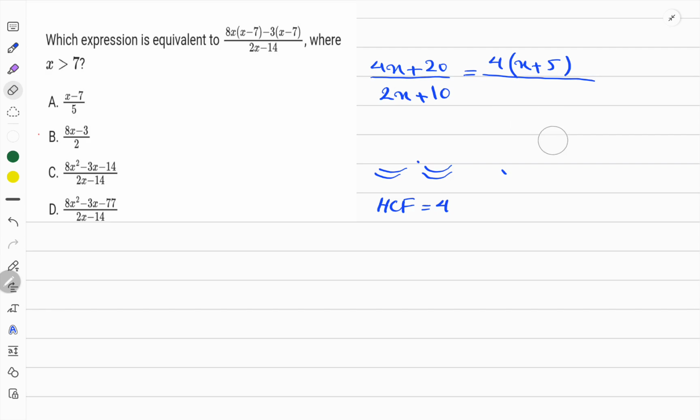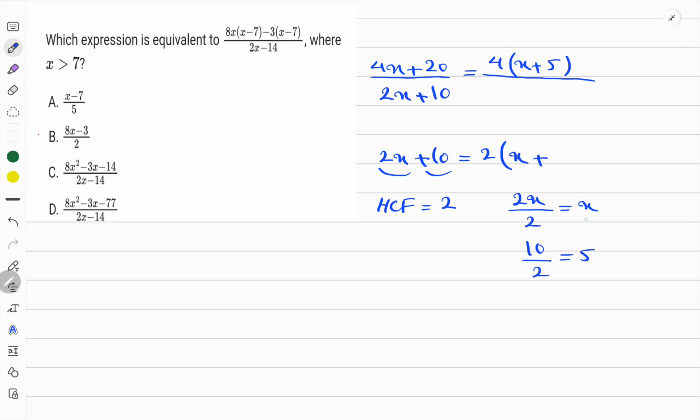Now the same story for 2x plus 10. This is a binomial. We have two terms, 2x and 10. The highest common factor is 2. The leftover of 2x is x when you factor out 2. And the leftover of 10 is positive 5. So we have 2 times (x plus 5) as the denominator.